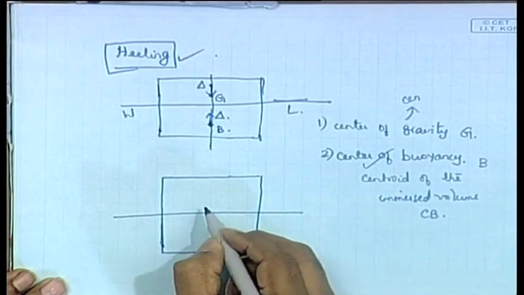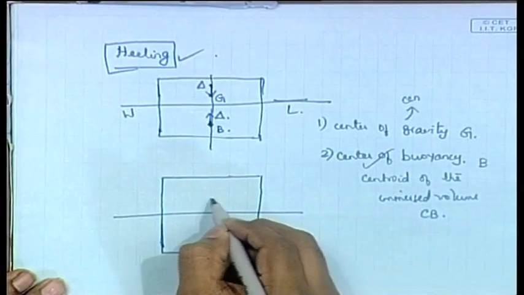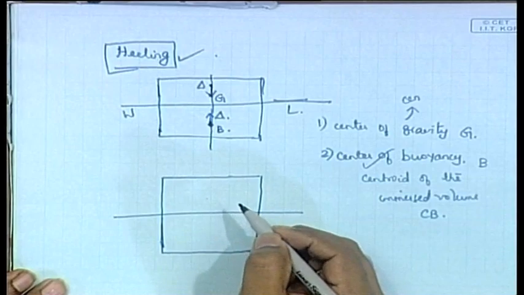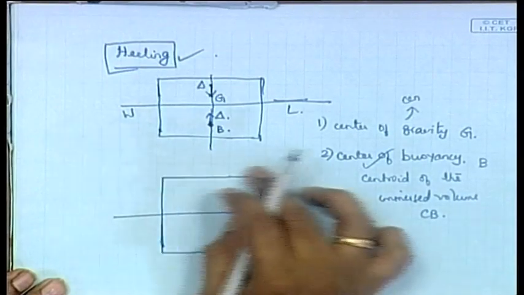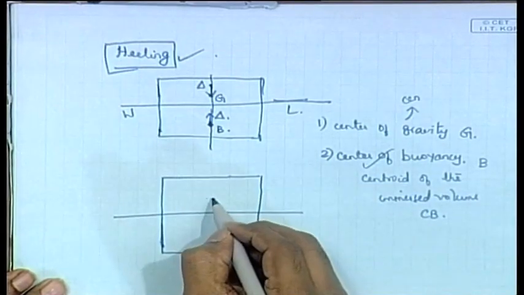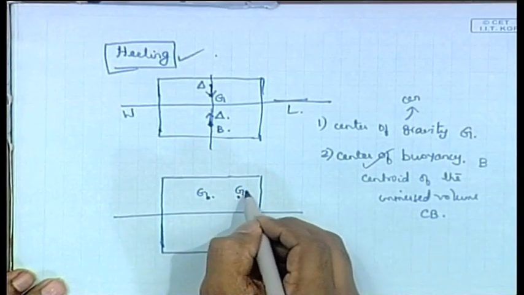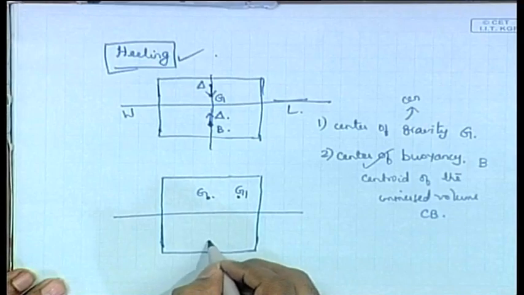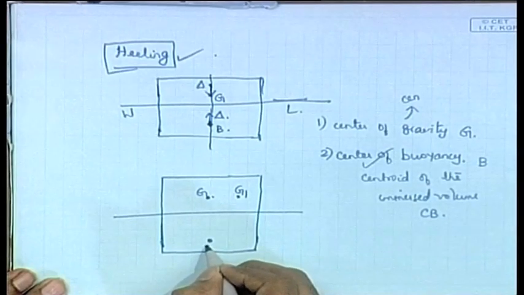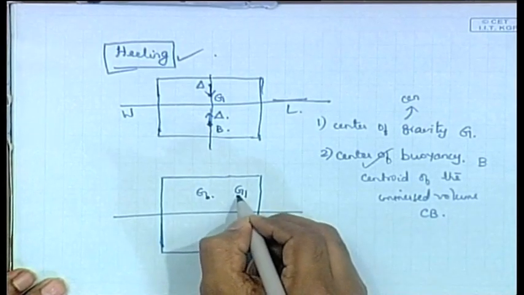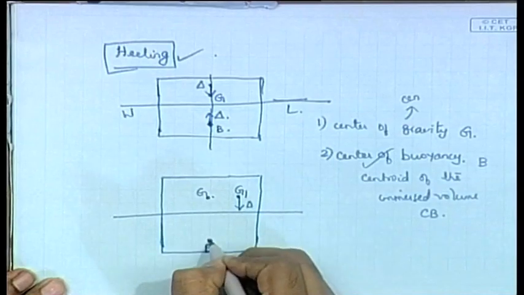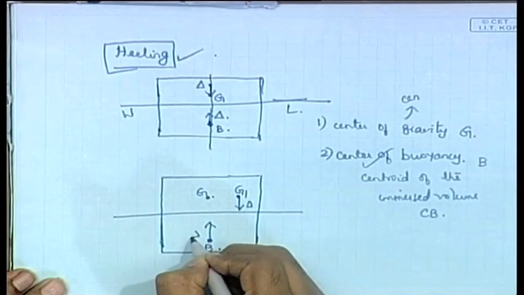Now, suppose that due to some reason G is shifted. One possibility is that a lot of weight on the left side I move to the right side, as a result of which G moved here. From the initial G, let us say this is G1, it has moved to G1, and B is again here. Now, delta acts here and this acts here.